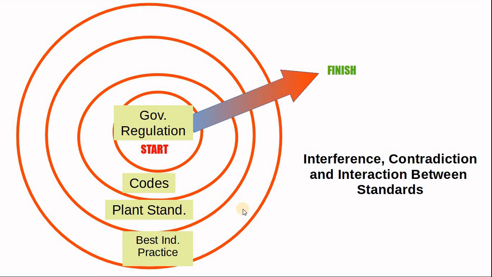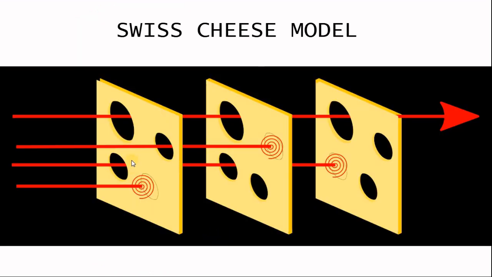Then the best industrial practice. Now, talking about this contradiction, we have one issue. They call it the Swiss cheese model. If something is not addressed by the first set of laws, like the regulation from the government, and then there is no code applicable for it, and then there is no practice you can find, that means the risk goes through all those holes, and then we have a genuine and a real risk at the site. So you have to think about it when you look at your process design.